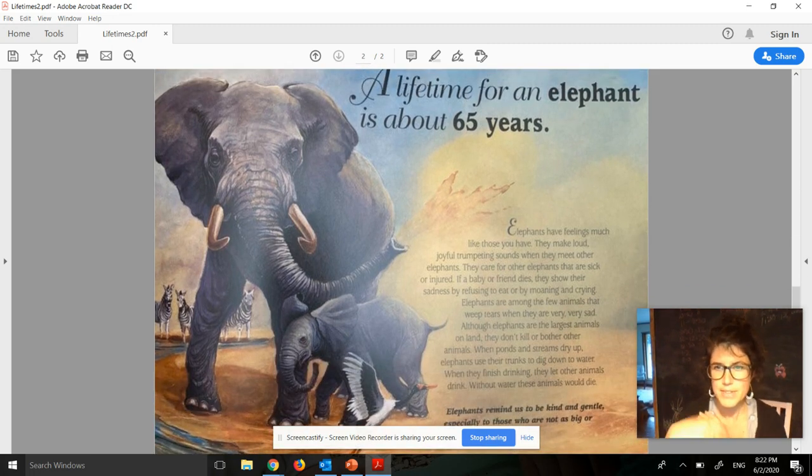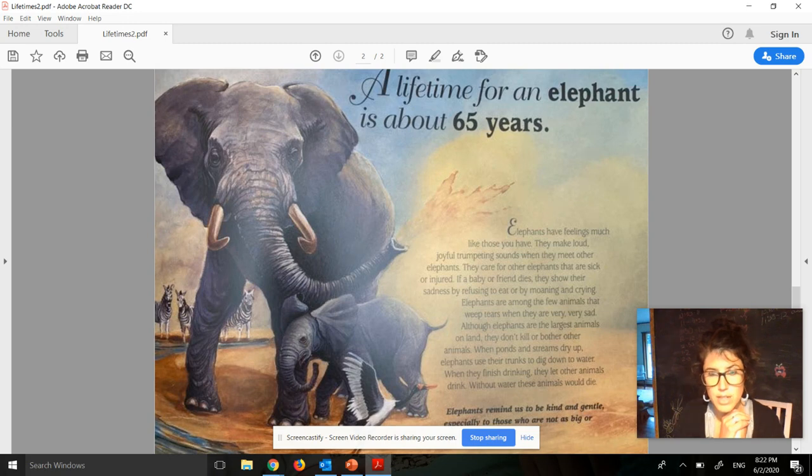A lifetime for an elephant is about 65 years. Elephants have feelings much like those you have. They make loud, joyful trumpeting sounds when they meet other elephants. That's kind of what I said I remembered about them. They care for other elephants that are sick or injured. If a baby or friend dies, they show their sadness by refusing to eat or by moaning and crying. Elephants are among the few animals that weep tears when they are very, very sad.